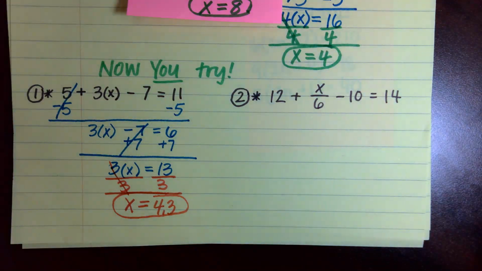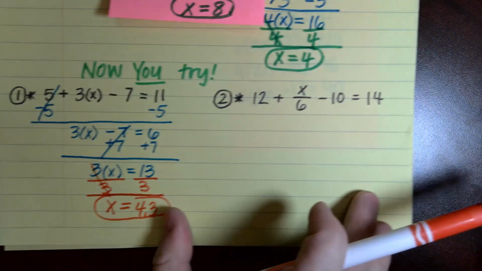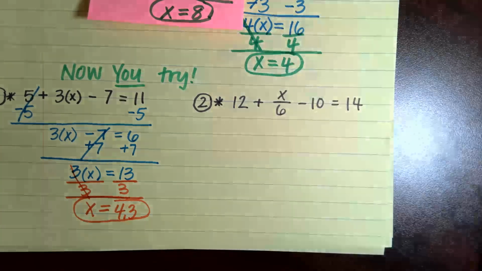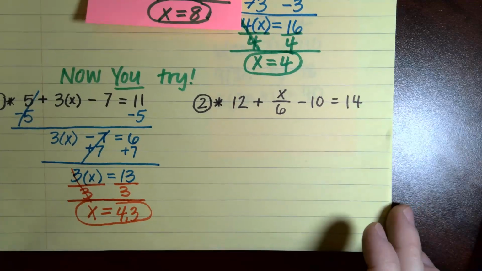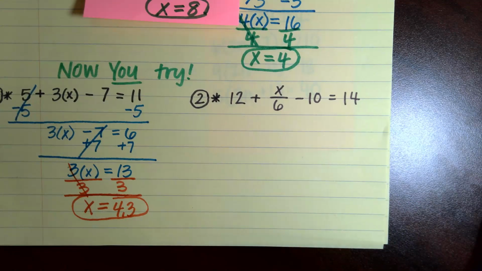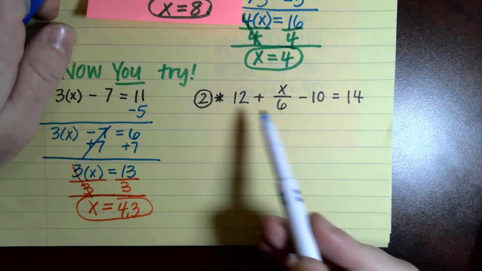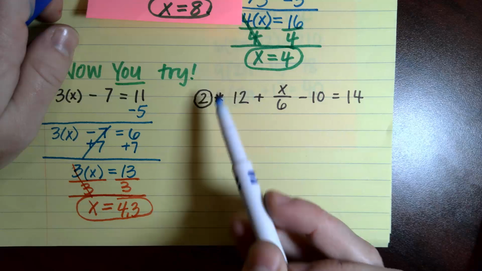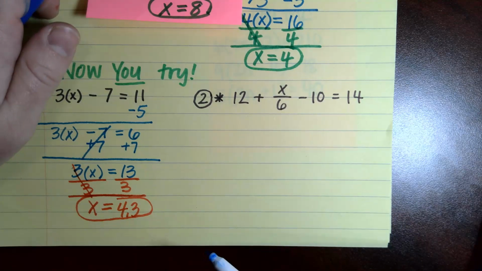Okay. Let's try number 2. Now I've got 12 plus x divided by 6 minus 10 equals 14. What are my 2 options that I could try first? You can try the 12, positive 12 on this side, or the minus 10. Yeah, we could get rid of either the 12 or the 10. Which one do we want to do first?